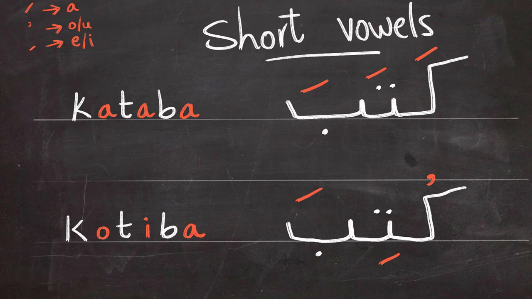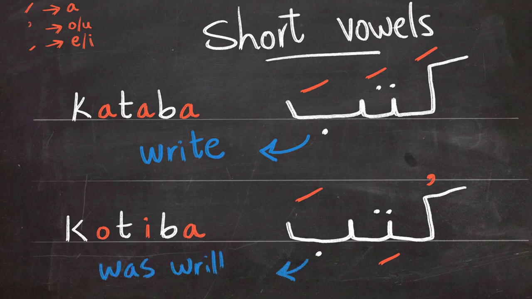As you can see, we put different vowels, and of course this is not random. This happens according to rules that we will talk about. But we have 2 identical words when it comes to the consonant sounds, but we have different vowels. The first one is kataba, the second one is kutiba. Kataba means write and kutiba means was written. So vowels could change the meaning of the word.